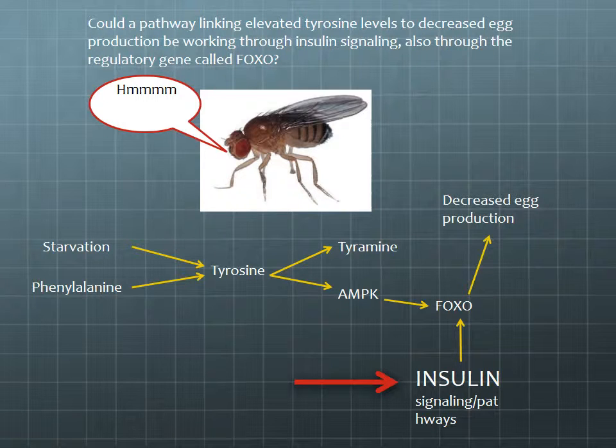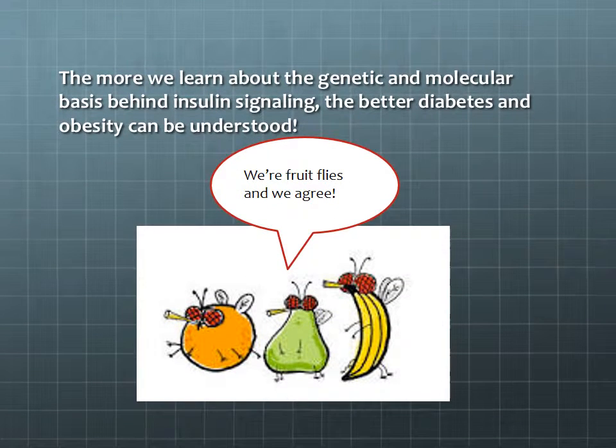Could a pathway linking elevated tyrosine levels to decreased egg production be working through insulin signaling, also through the regulatory gene called FOXO, as was discovered in C. elegans? Well, this remains to be seen, and will require an intensive look at the hypothetical pathways shown here. The more we know about the genetic and molecular basis behind insulin signaling, the better diabetes and obesity can be understood.